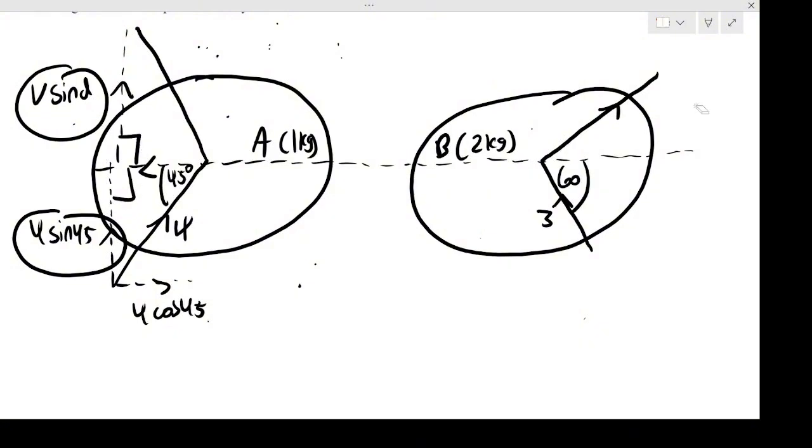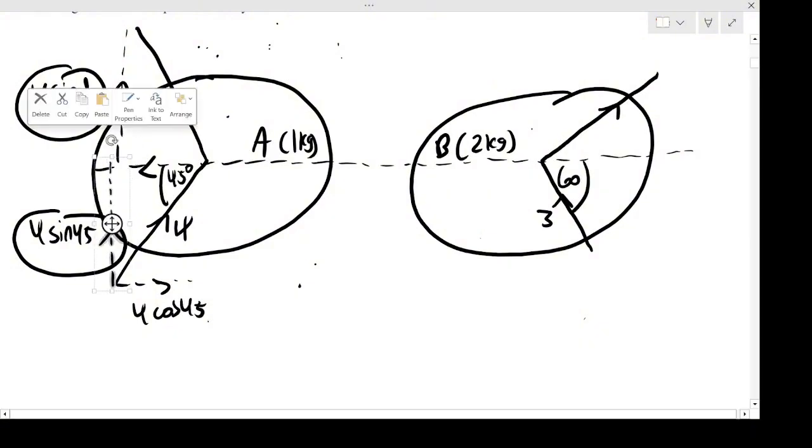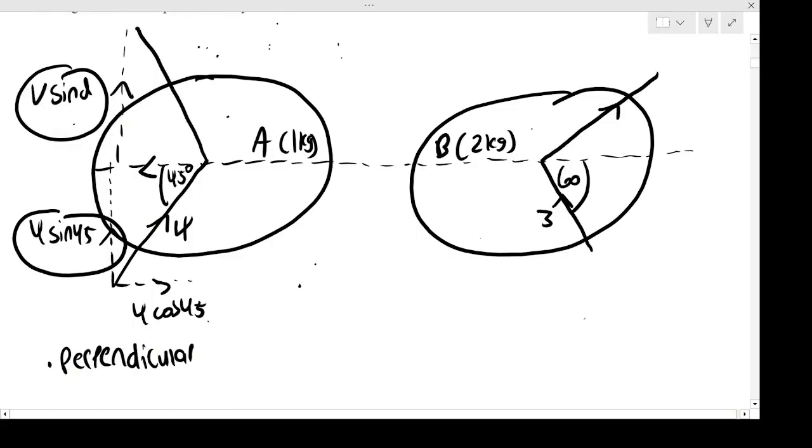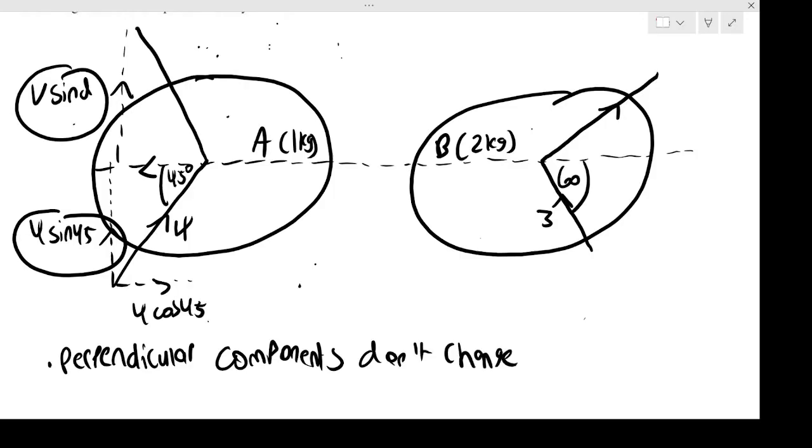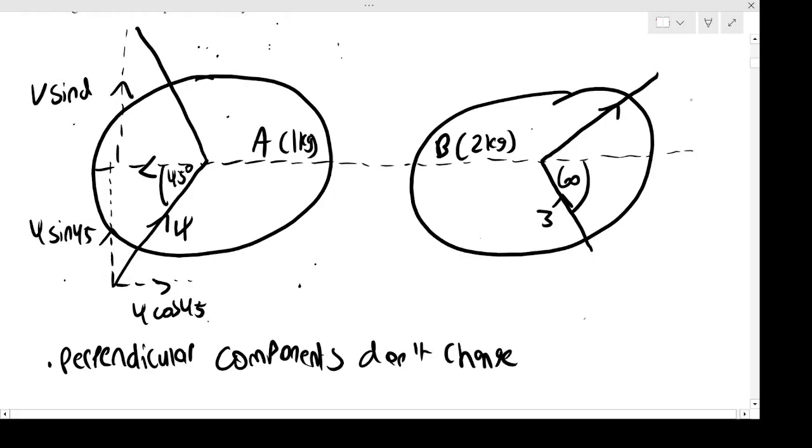In the middle, so the perpendicular components. Now, perpendicular components don't change. Don't get that confused with collisions with walls, because with walls, it's the parallel parts that don't change. But in this case, the perpendicular components don't change when it's with two balls, right? So what we can say is, because the perpendicular parts don't change, if this was the original perpendicular part of 4 sine 45, it's still going to be 4 sine 45 afterwards. Okay, there. So I could just immediately add that on.